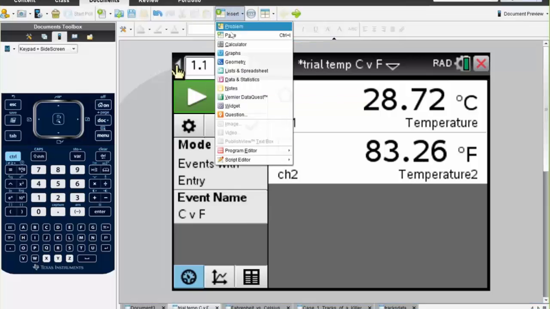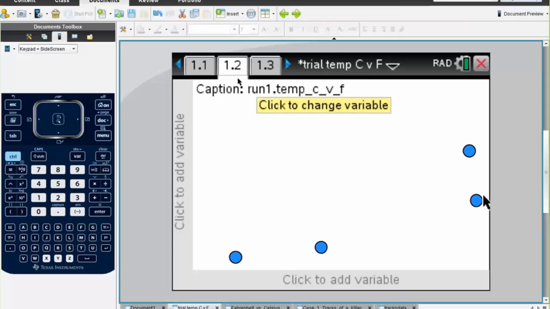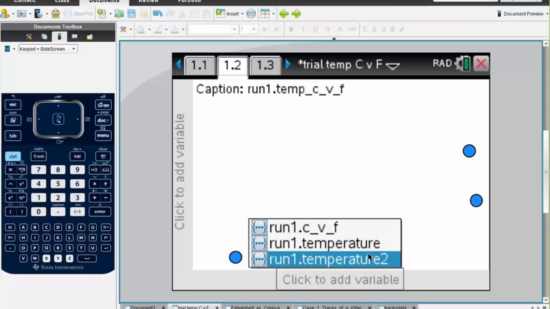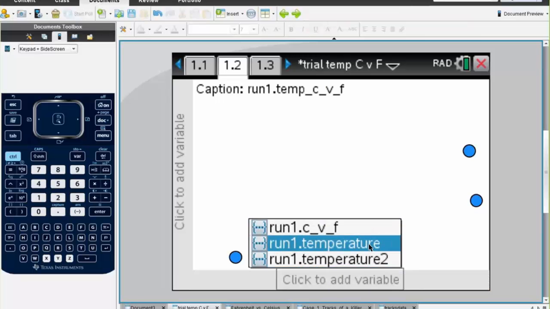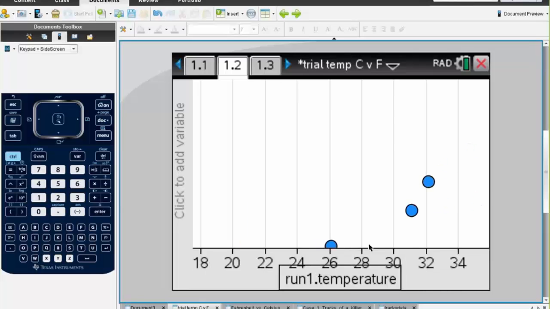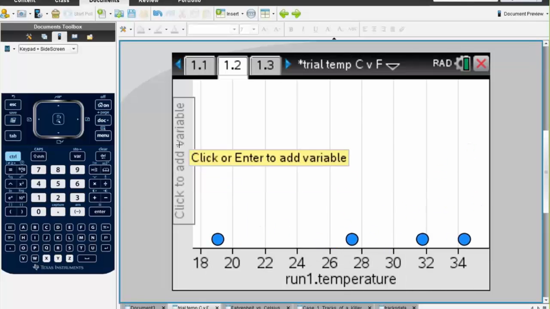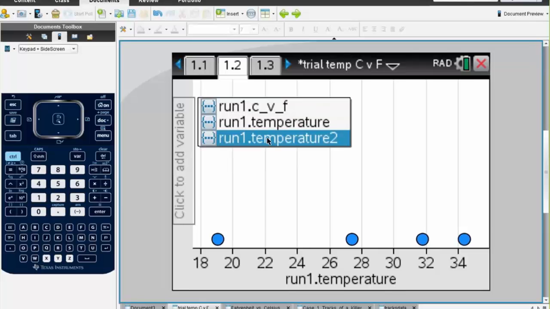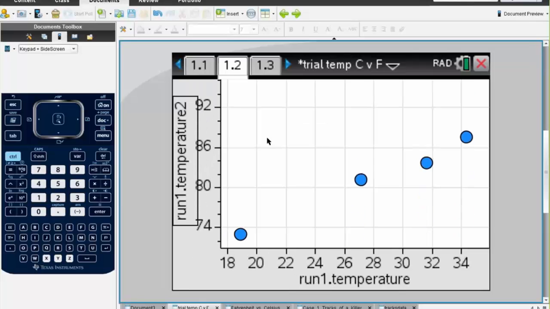So I'm going to insert a data and statistics page. So you can see I chose 4 points, or gathered 4 points. Down the bottom, I'm going to put run 1 temperature, which is my Celsius. And on the vertical axis, I'm going to put my run 1 temperature 2, which was Fahrenheit. So that's the data that I collected.